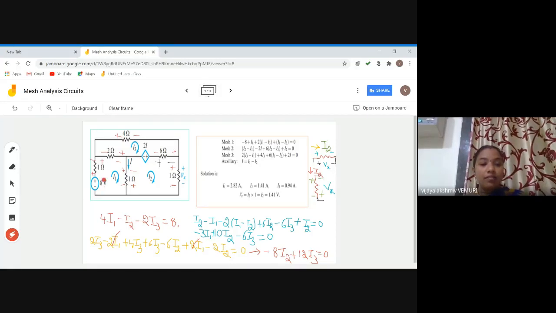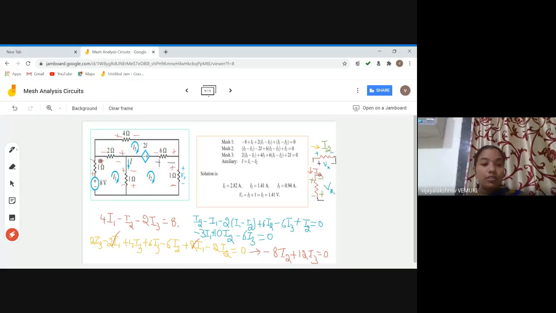So after giving sign conventions, you start from here: minus 8 plus 1 into what is the current flowing through the 1 ohm resistor? Only the 1 ohm resistor is individually in the first loop. It is not in between any two loops, isn't it? So what is the current flowing through the 1 ohm resistor here? Only I1. So minus 8 plus 1 into I1. Next go like this, plus 2. The 2 ohm is in between two loops, isn't it? First loop and third loop.